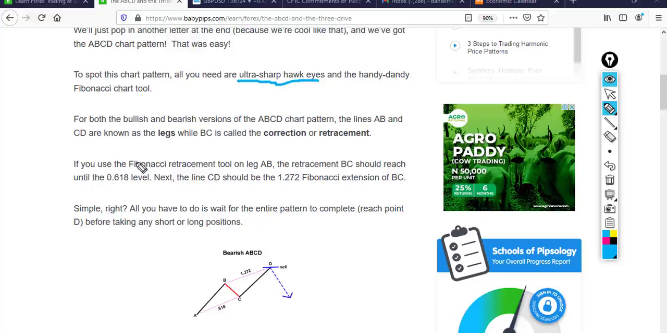If you use the Fibonacci retracement tool on leg AB, the BC should reach the 61.8 level of the Fib tool, which is the retracement. Then to get the extension of CD, you have to draw your Fib tool from your B point to your C point to give you the extension of D. And to draw the retracement of D, you have to draw from point D down to point C. That is exactly how you'll be able to have the correction and the retracement extension levels.